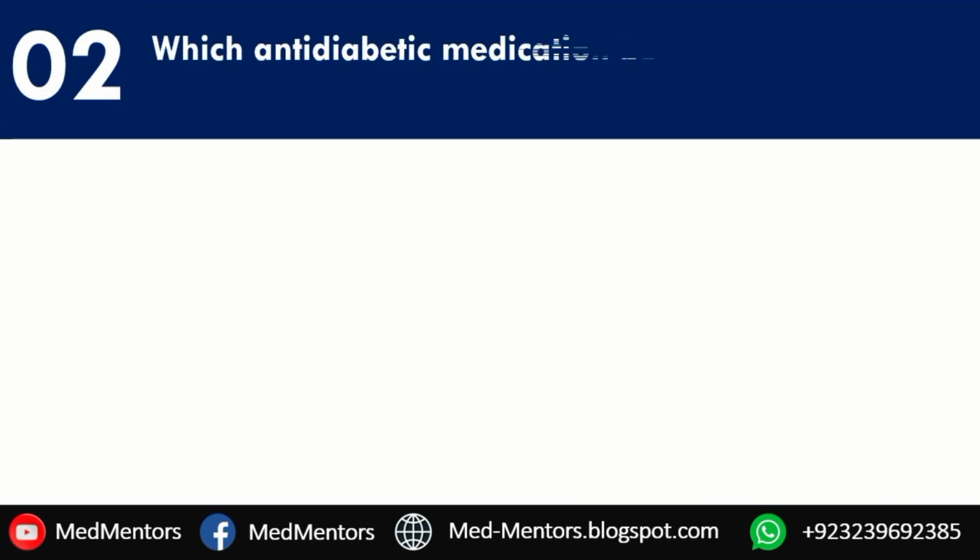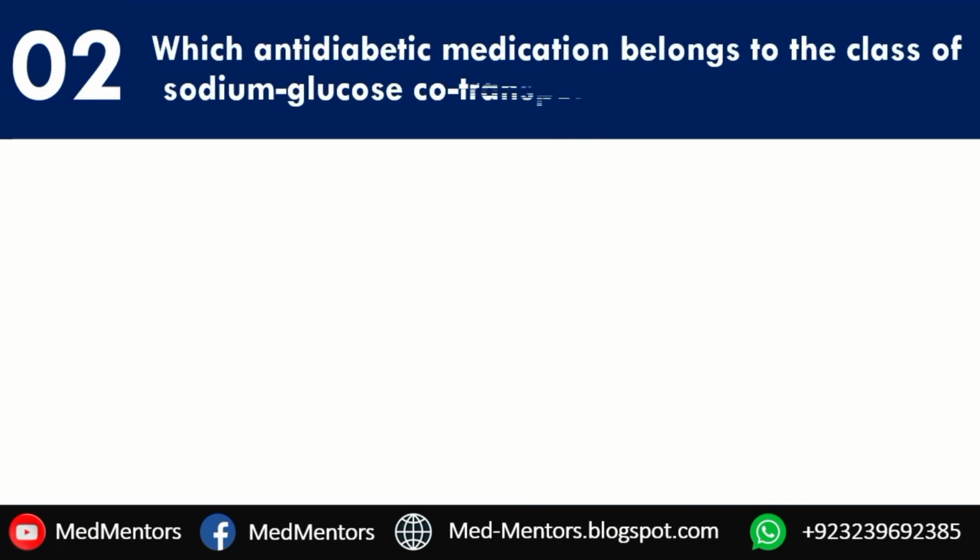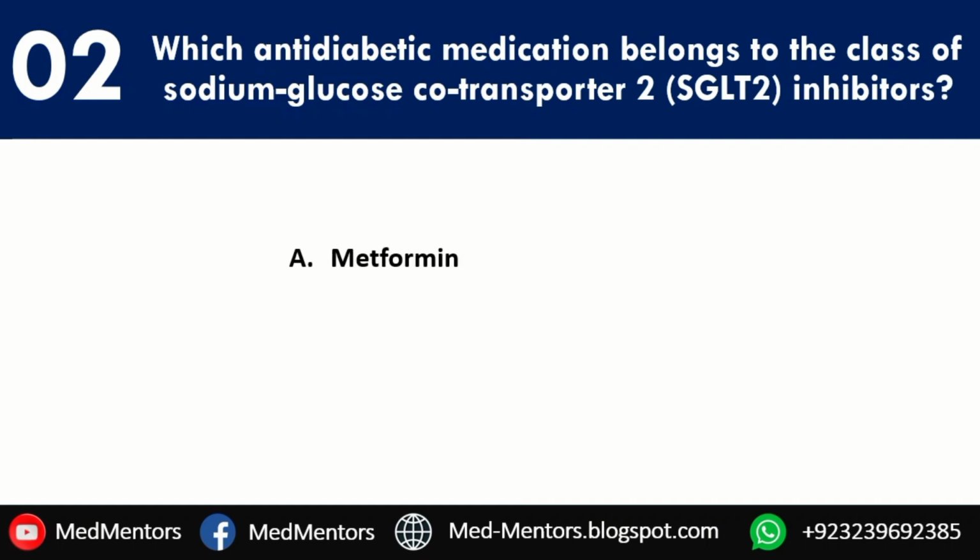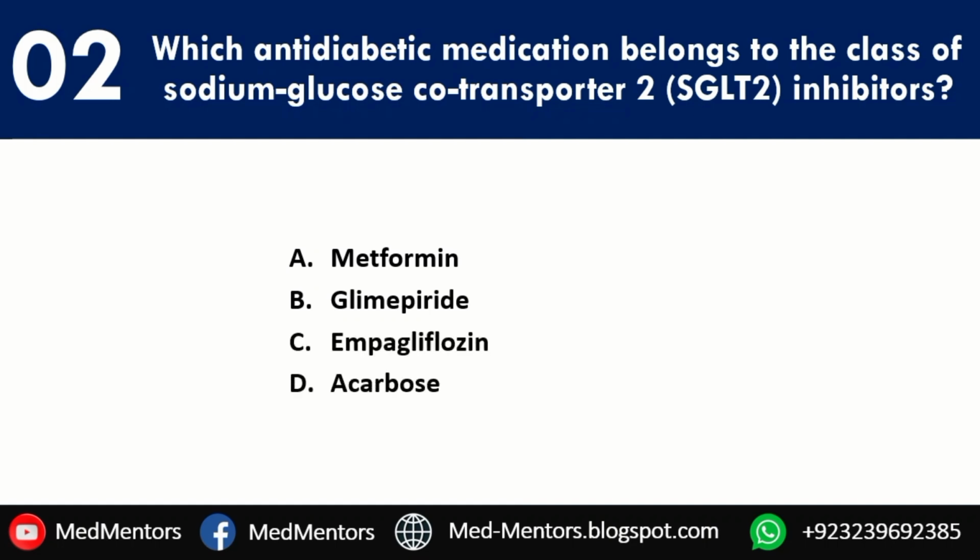Number 2. Which anti-diabetic medication belongs to the class of sodium glucose cotransporter 2 inhibitors? Option A. Metformin. Option B. Glimepiride. Option C. Empagliflozin. And option D. Acarbose. The correct option is empagliflozin. Empagliflozin inhibits SGLT2 in the kidneys, reducing glucose reabsorption and promoting its excretion in urine.